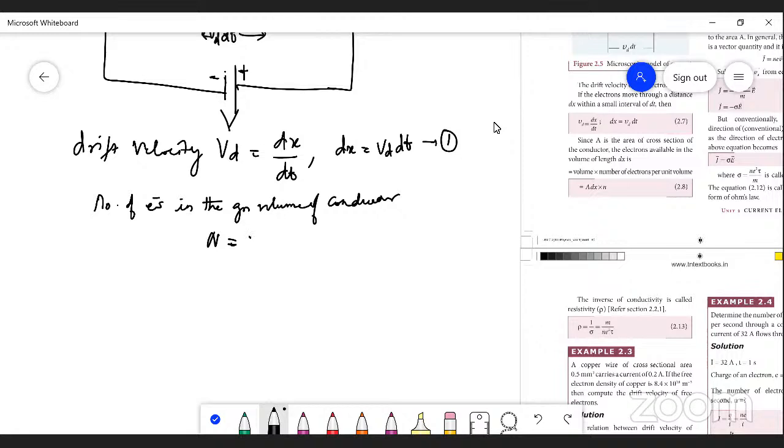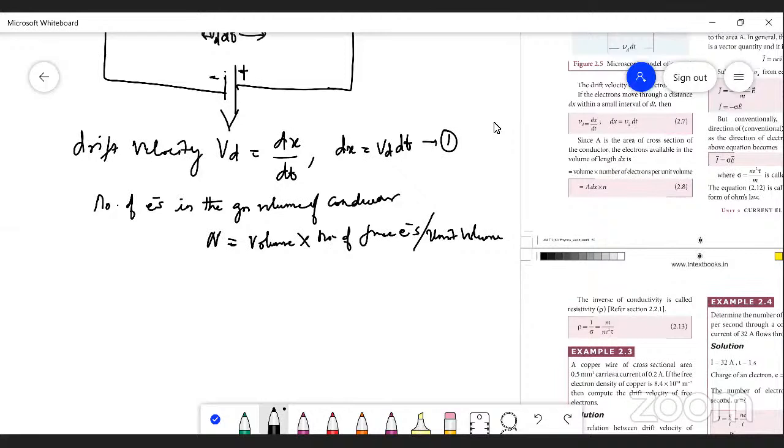The capital N can give you the total number of electrons in the given volume of the conductor, where N is equal to volume multiplied by the number of electrons per unit volume. Capital N is equal to volume multiplied by the number of free electrons per unit volume. So for unit volume, small n is the number of free electrons existing.